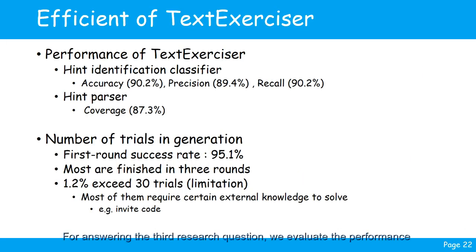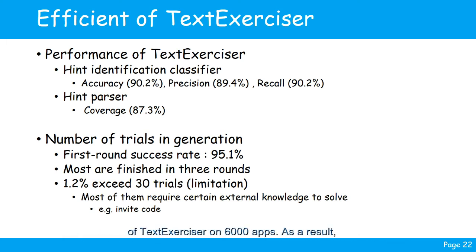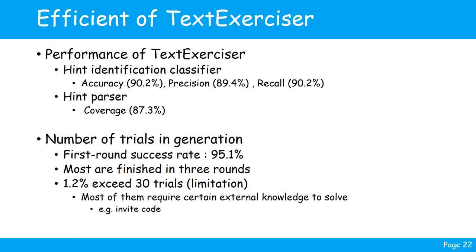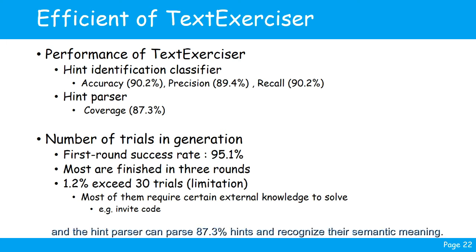For answering the third research question, we evaluate the performance of TextExerciser on 6,000 apps. As a result, TextExerciser has an accuracy of 90.2% to identify hints from Android apps, and the hint parser can parse 97.3% of hints and recognize their semantic meaning.